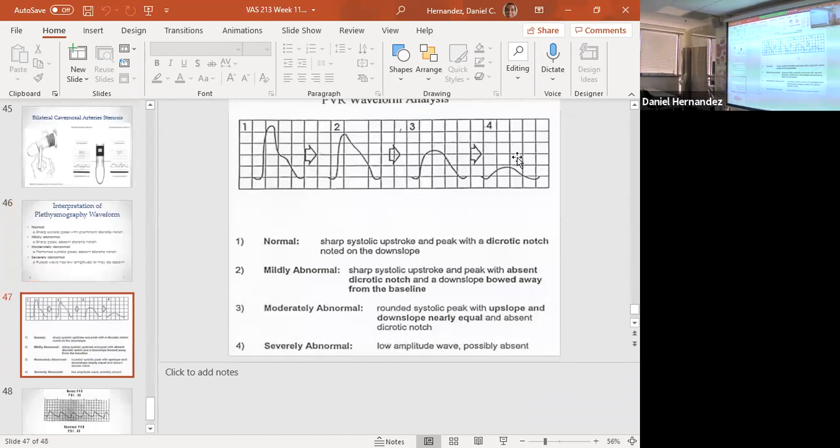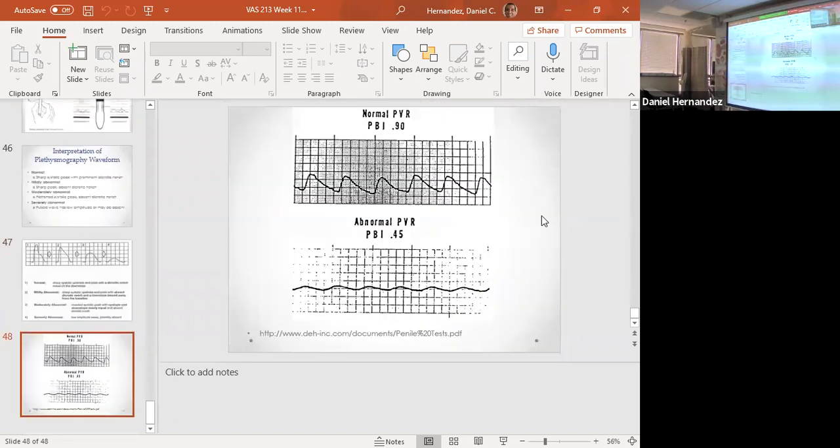So it's very similar to our lower extremity PVR of the penile plethysmography waveforms. Normal, mild, moderate disease, severe disease. So we just get a dampening of that waveform, loss of dicrotic notch, rounding, and then a very low amplitude waveform when it's severe disease. Again, just a picture showing normal versus abnormal. Normal waveform versus abnormal waveform, and abnormally low pressures and a normal penis to brachial index.